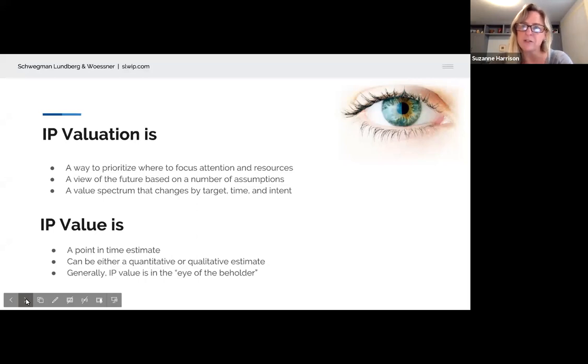And valuation is a way to prioritize where to focus attention and resources. And it always looks into the future, and it's based on a set of assumptions. And those assumptions can be assumptions about time and what you want to do with it and who the target is and all of those things. And so valuation is putting all of those assumptions together over time to give you a value estimate, which is that point in time number. Next slide.